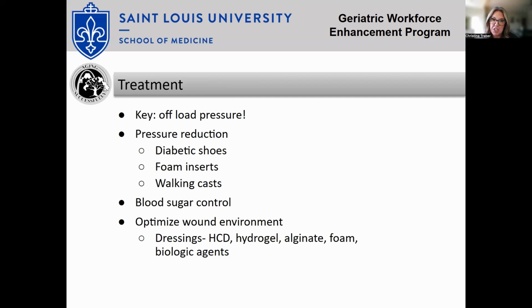So pressure reduction, either with diabetic shoes or foam inserts. Sometimes we have to put people in offloading walking casts to get that pressure off. Obviously, blood sugar control is really important because it helps with healing. And then we're going to optimize the wound environment. Again, we want to make sure that the wound environment is moist. And sometimes it depends on using any and all of these choices.